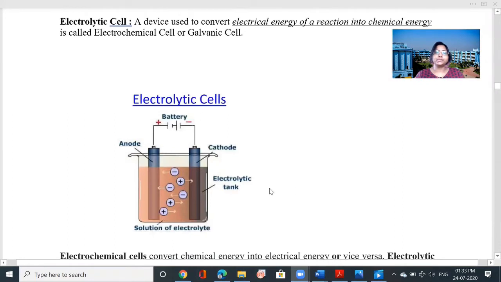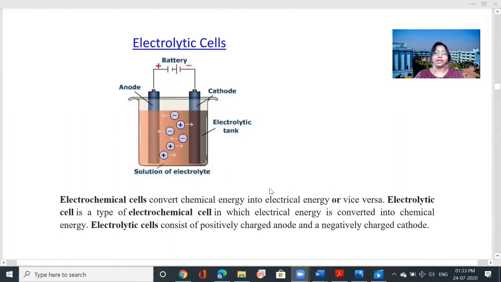Now what is the difference? This is the picture of an electrolytic cell. The electrochemical cell converts chemical energy into electrical energy. An electrolytic cell is a type of electrochemical cell in which electrical energy is converted into chemical energy. Okay, just reverse. An electrolytic cell consists of a positively charged anode and a negatively charged cathode.